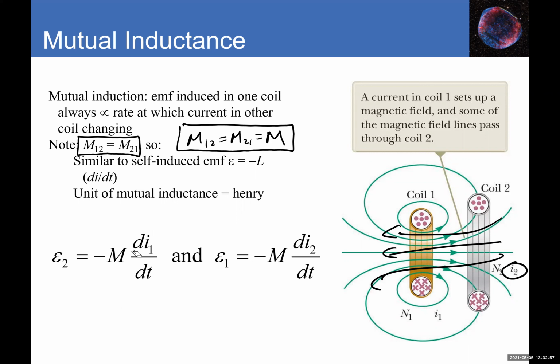One important thing to see from here is that EMF2 and EMF1 are not proportional to current 1 and current 2, but to the derivative of current 1 and current 2. That means there has to be changing current in order for there to be EMF. If the current is constant or has already reached its maximum value, then the derivative of that is 0. So we get no EMF2 and no EMF1.